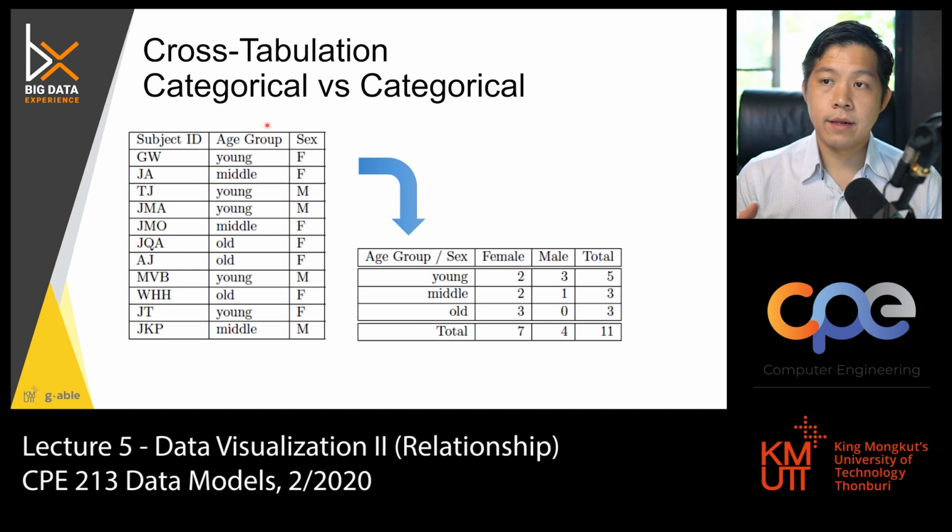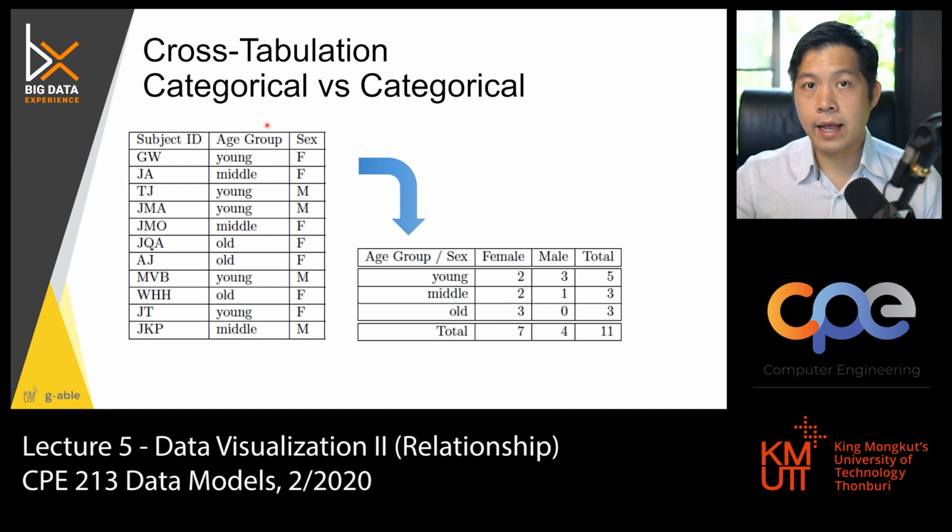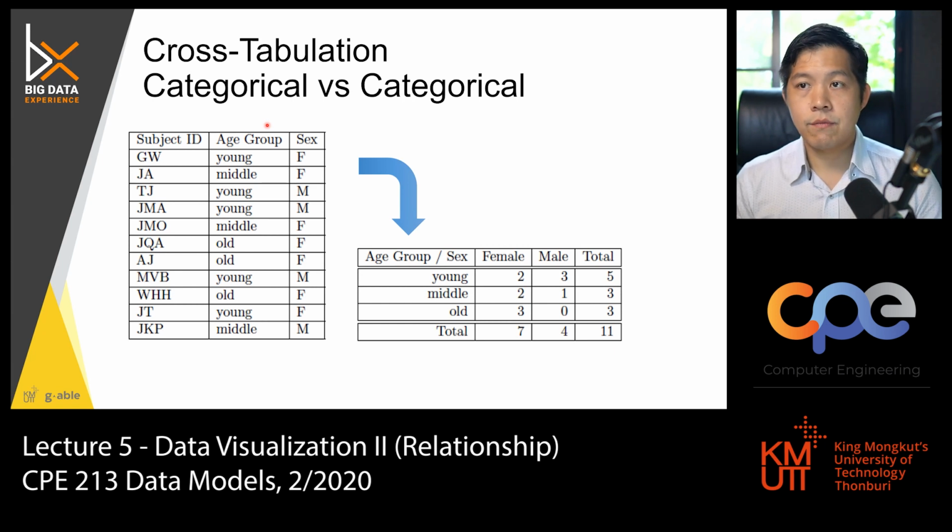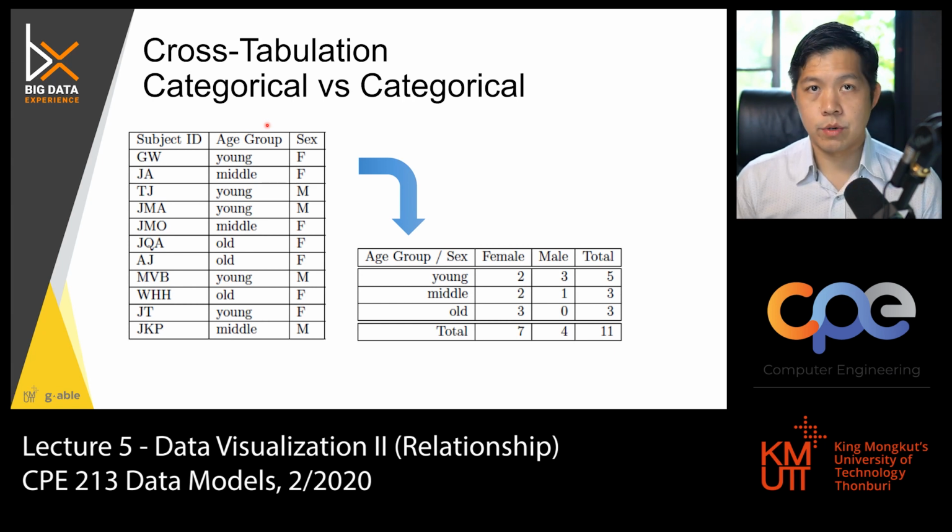One way to do that, now I'm going to iterate through the types of variables that we can encounter, starting from a categorical variable versus another categorical variable, right? What would we do in this case? And then categorical and numeric, and then numeric and numeric. So let's start with categorical versus categorical variables.